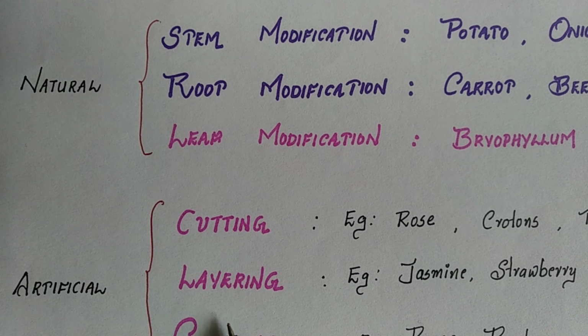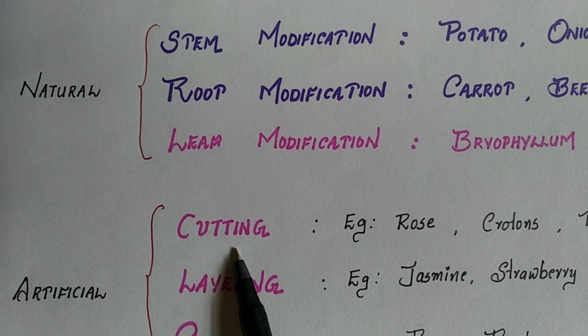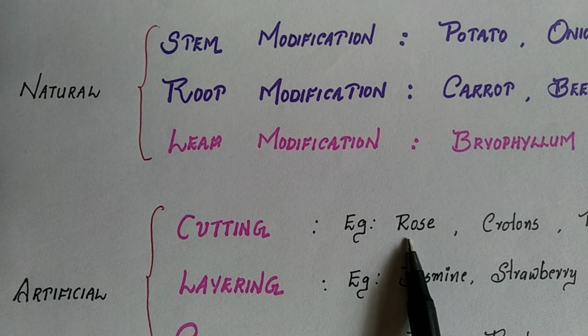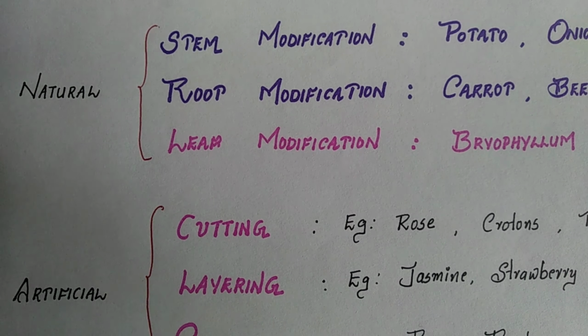This is another technique of vegetative propagation, an artificially created method. So now let us move to the first method of artificial propagation, that is cutting. Now what happens in the case of cutting? The examples taken here are rose, crotons and tapioca for the cutting process of vegetative propagation.